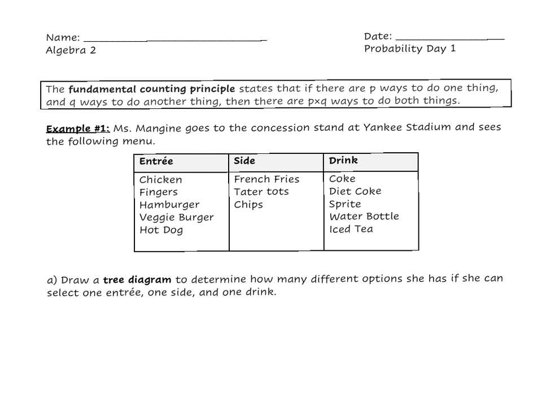The first concept is called the fundamental counting principle, and it states that if there are p ways to do one thing and q ways to do another thing, then there are p times q ways to do both things. So long story short, the fundamental counting principle allows us to calculate multiple events happening at the same time and how many possibilities they'll have.